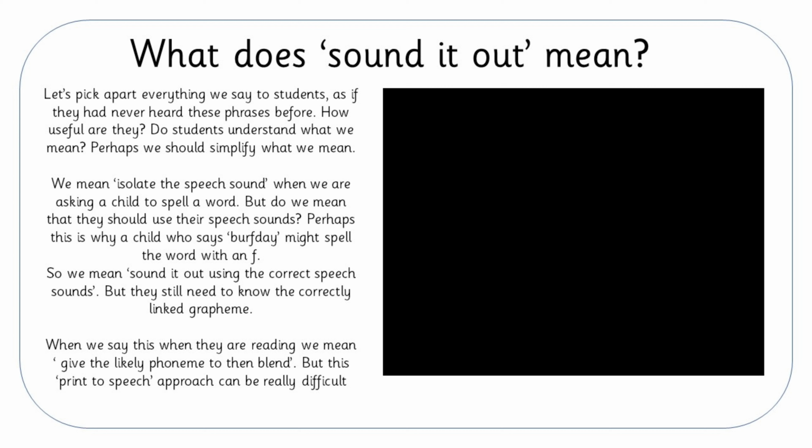And of course, when they're looking at a piece of text and they're not sure of the word, if you say sound it out, usually what you mean is look at that word from the left to the right, have a look and see what you think the graphemes are in that word, and tell me the sounds that you think are associated with that grapheme.